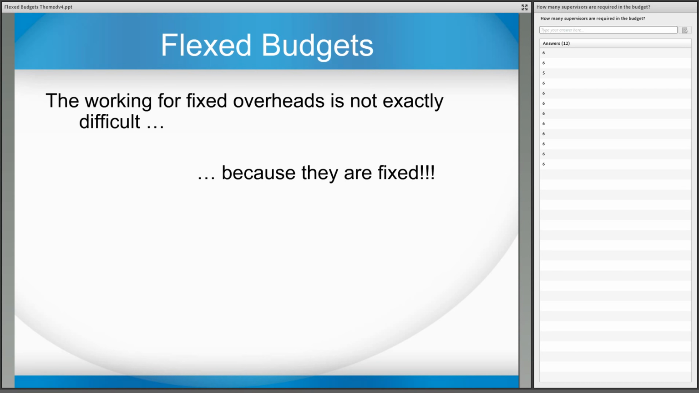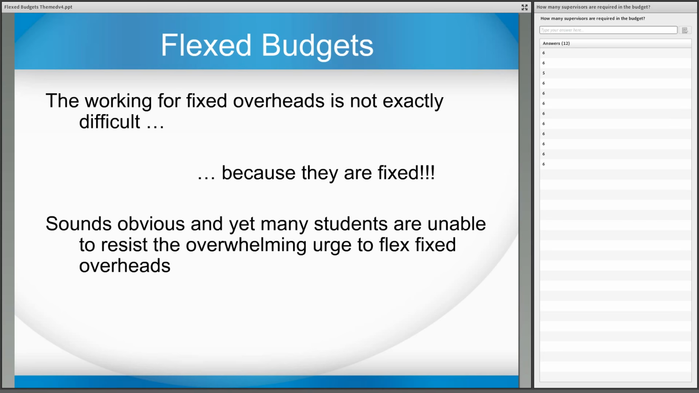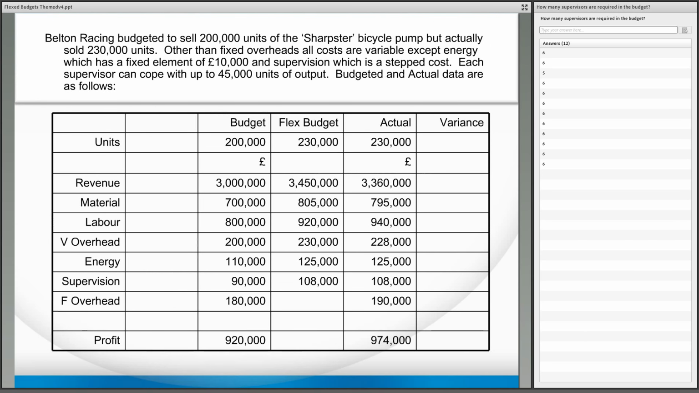But I'll bet there's at least one person out there tonight who's had some feedback from me along the lines of do not flex fixed overheads because they are fixed. We do get this urge because we're changing all the other figures. We get the urge to change this one, but it's fixed. It stays fixed. I won't ask to do a poll on that. Okay, so let's put that in.